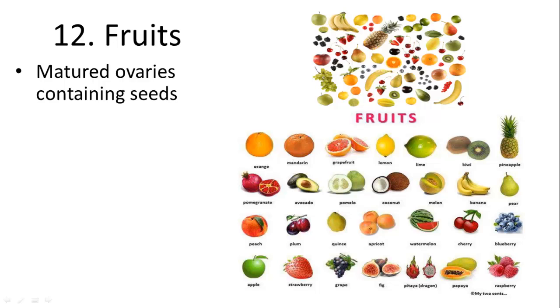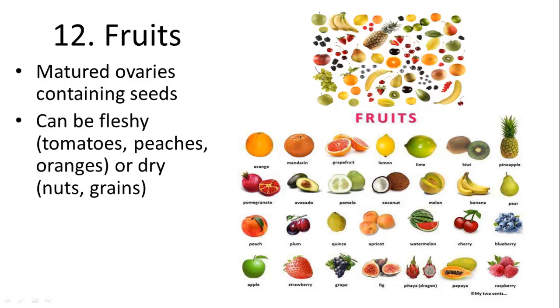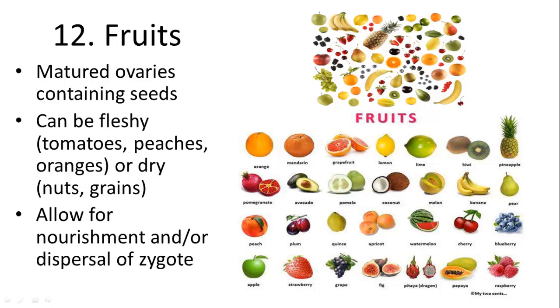Finally, fruits, which are matured ovaries containing seeds. They can be fleshy, dry, they can split, and we use many different types of seeds and fruits in the things that we eat. And this allows for nourishment and or dispersal of the zygotes. Some of these are very fleshy because they are nutritious. Things like birds will eat them, and then poop them somewhere else, and that will help disperse the plant to another area.